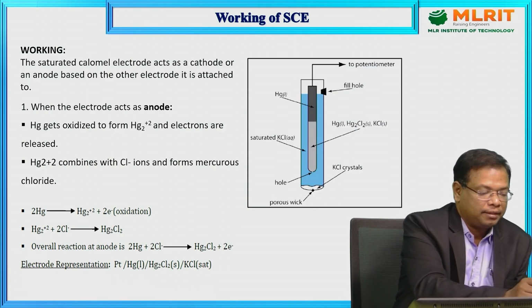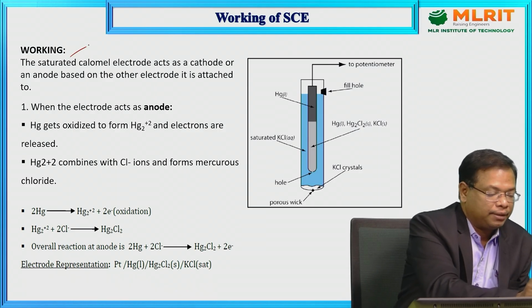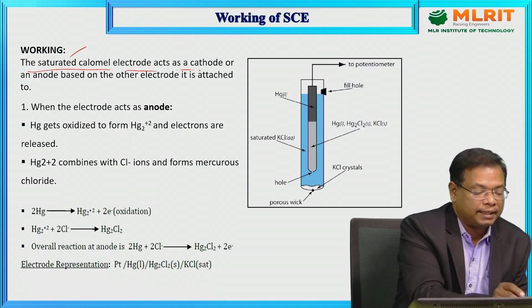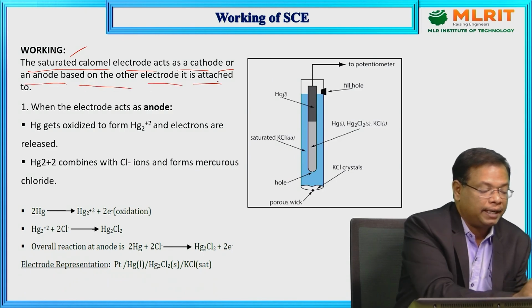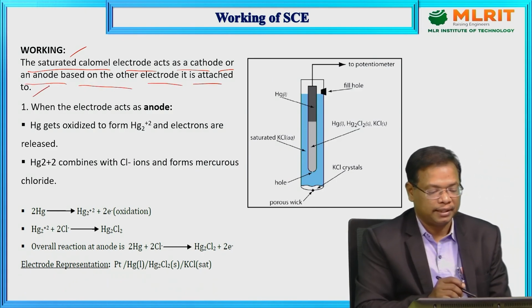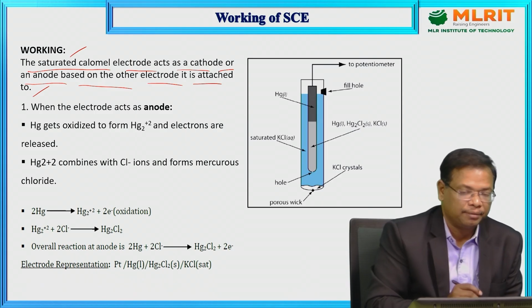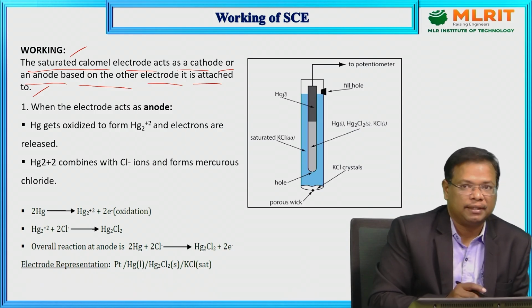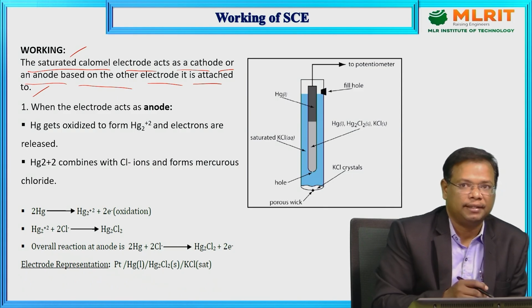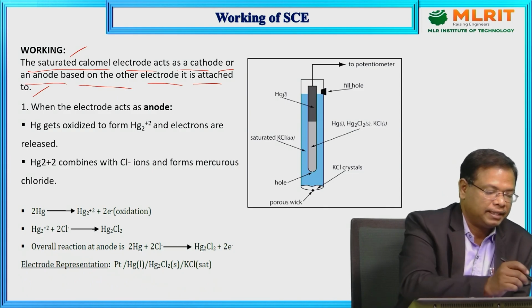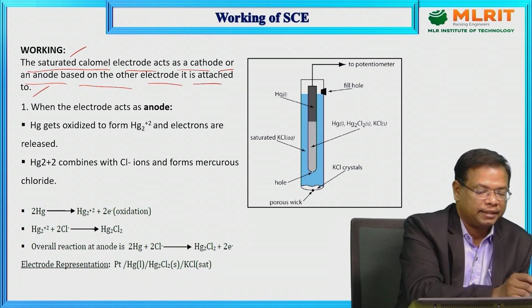Working of the saturated calomel electrode. The saturated calomel electrode acts as a cathode or anode depending on the other electrode it is attached to, the same as the standard hydrogen electrode. If the other electrode is an anode, it will act as a cathode; if it is a cathode, it acts as an anode. The saturated calomel electrode works the same way.